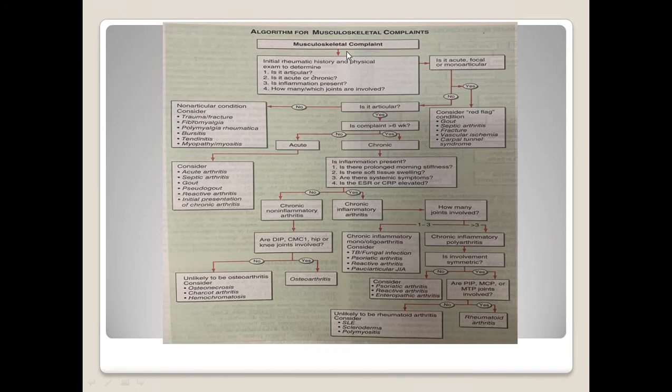For the musculoskeletal complaint, we look at whether it is articular, acute or chronic, whether inflammation is present, or how many joints are involved. Here you can see acute, focal or monoarticular presentation. There are red flag conditions such as gout, septic arthritis, and fracture. If there is an articular condition, we ask whether the complaint is more than 6 weeks or less than 6 weeks. More than 6 weeks, it's chronic. Less than 6 weeks, it's acute.